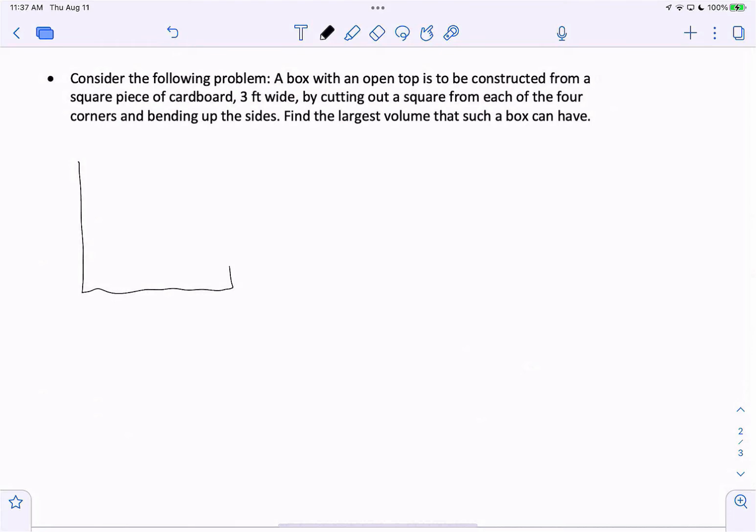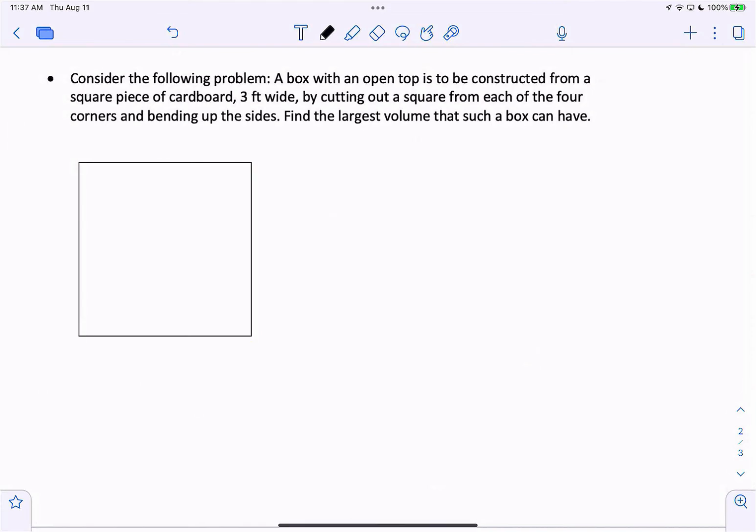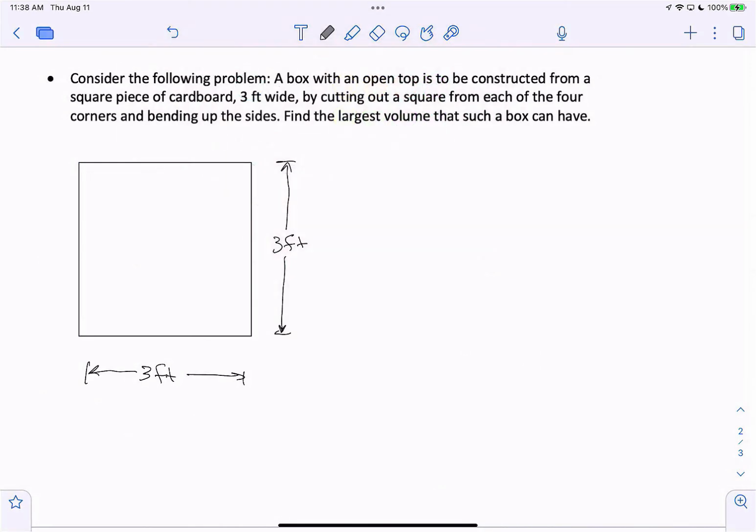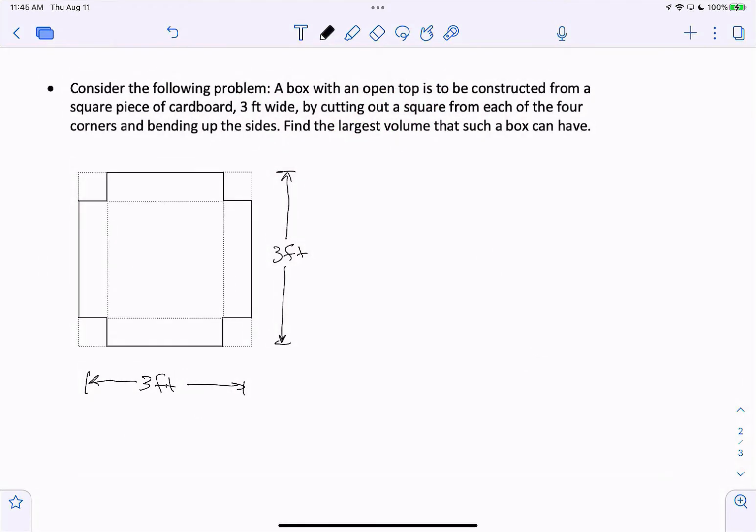So I'm going to draw a square, and this square is 3 feet wide. So 3 feet here and 3 feet in the other direction. And then we're going to cut a square out of each corner. All right, so here's the square piece of cardboard. We've cut out the corners, and then we're going to fold up the sides.